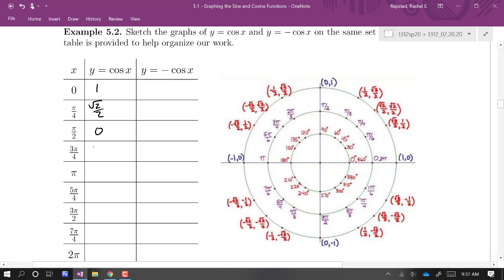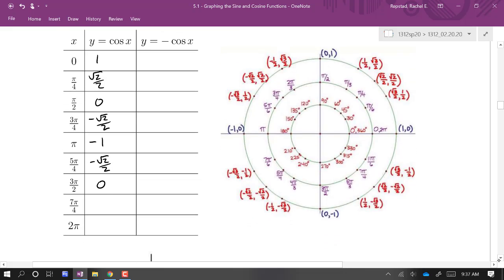3 pi over 4 is negative root 2 over 2. At pi, we're at negative 1. 5 pi over 4, negative root 2 over 2. 3 pi over 2 is 0. 7 pi over 4 is root 2 over 2. 2 pi is back at 1. And again, there's no need to go any further than this because once we get to 2 pi, the pattern just repeats. We only need to track what's going on for one period of the function.